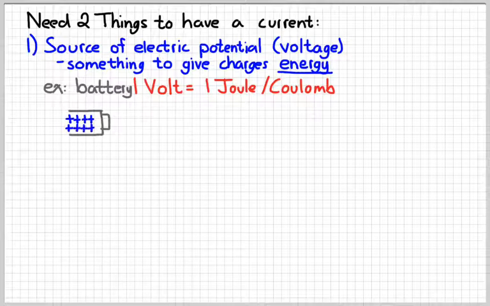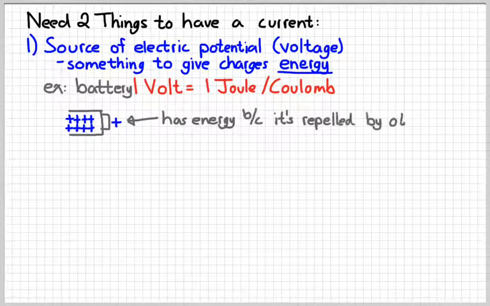If you consider one half of a battery, like the positive end of it, it's filled with positive charges. It's got an excess of positive charge. That's why it's called the positive end of the battery. And so a random charge in there has lots of energy because all the other positive charges are causing it to be repelled.